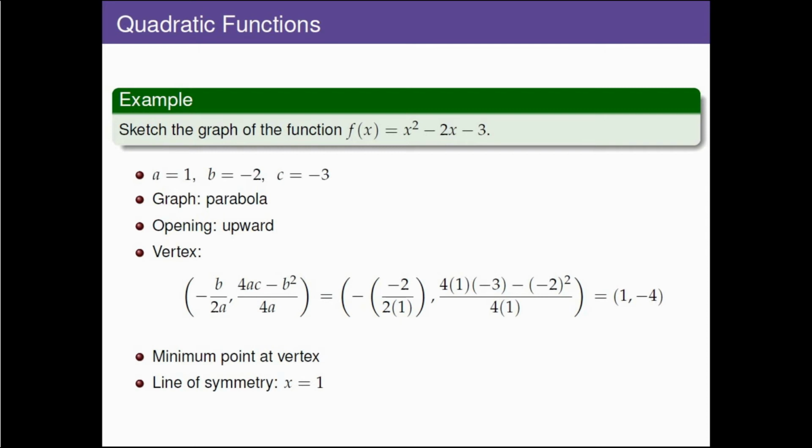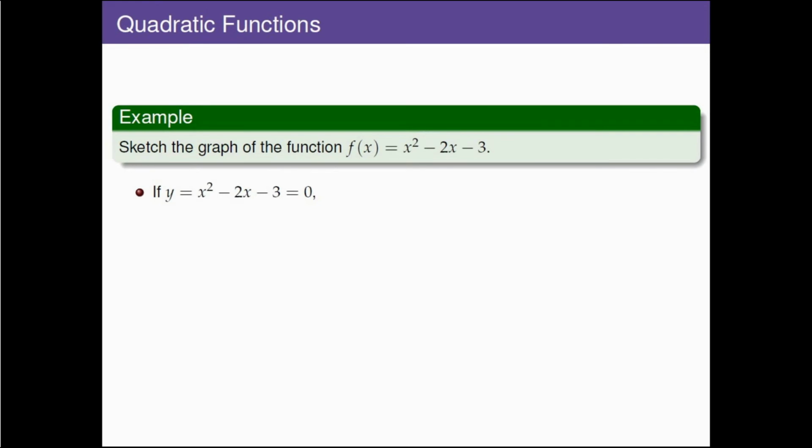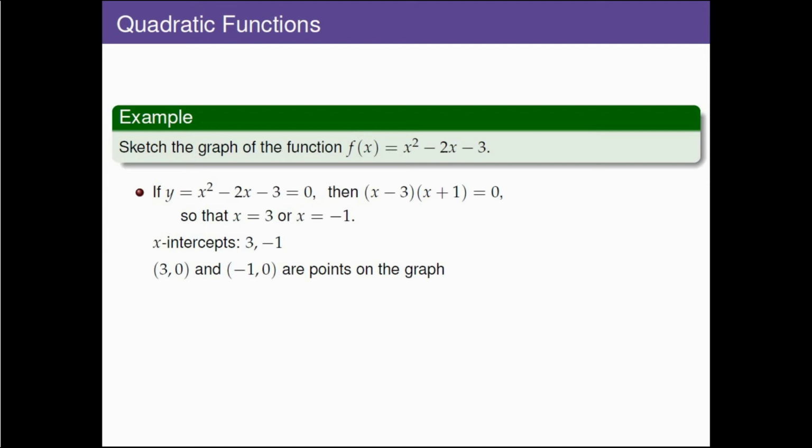We now proceed with the intercepts. If y = x² - 2x - 3 = 0, we factor x² - 2x - 3 to get (x - 3)(x + 1) = 0. Solving for x, we get x = 3 or x = -1. So the x-intercepts are 3 and -1. This means that the points (3, 0) and (-1, 0) are on the graph.